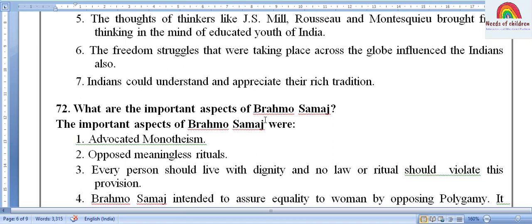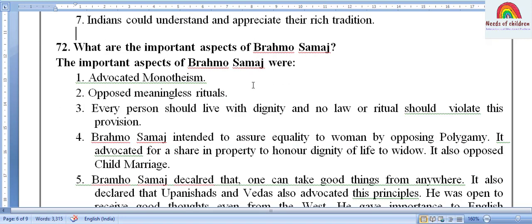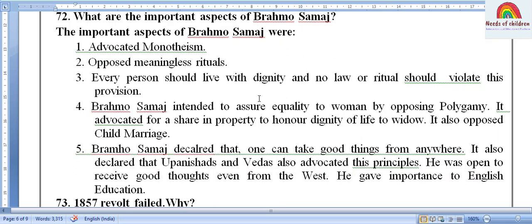What are the important aspects of Brahmo Samaj? Friends, this question is from 10th standard history, social and religious reformation movements. So answer for this question: the important aspects of Brahmo Samaj were that it advocated monotheism, opposed meaningless rituals, and held that every person should live with dignity and no law or ritual should violate this provision.